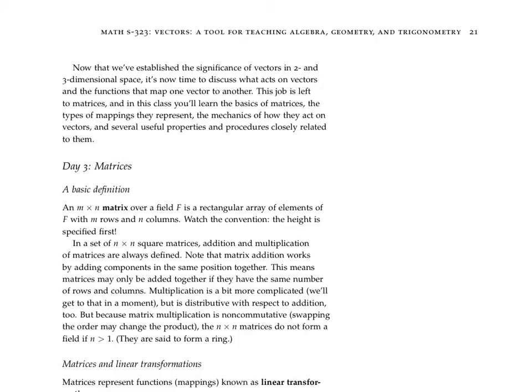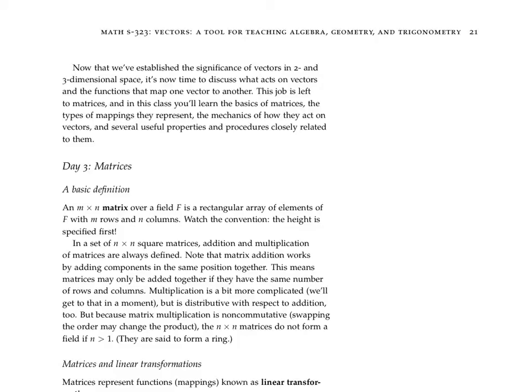The first day we were introduced to vectors. The second day we were introduced to the dot product, one of the major vector operations, and now that we've had some experience with vectors in 2, 3, and n-dimensional space, we're going to talk about the types of things that act on vectors. What are the things that take a vector and transform it into another vector? What are the operations that we do with vectors? In fact, the objects that we're talking about are matrices.